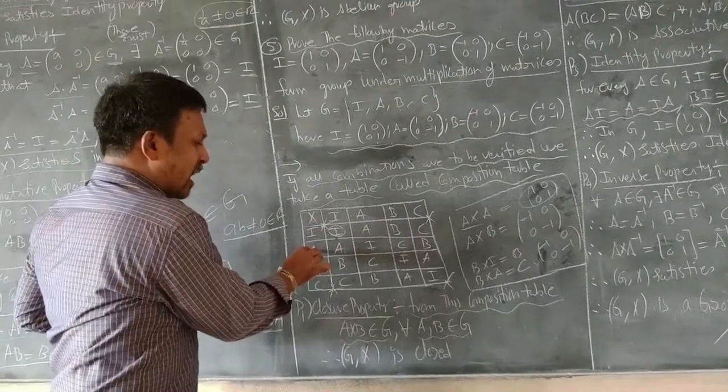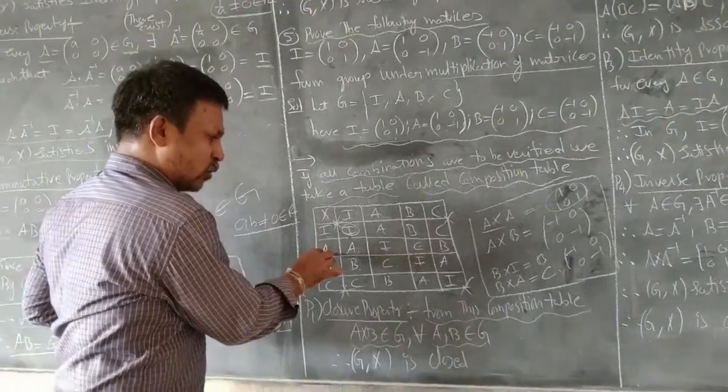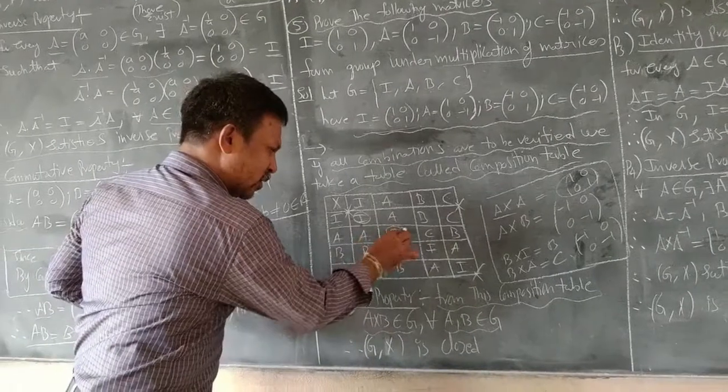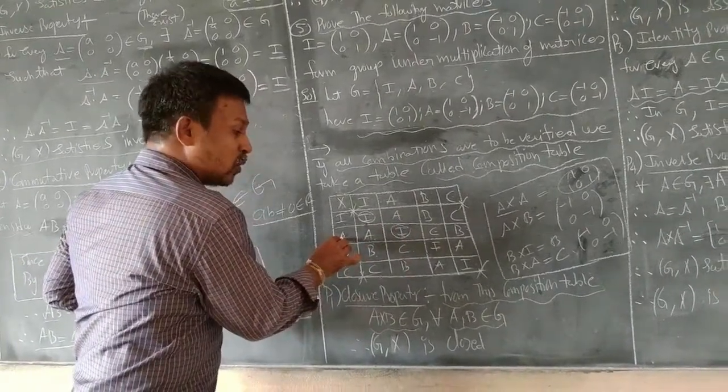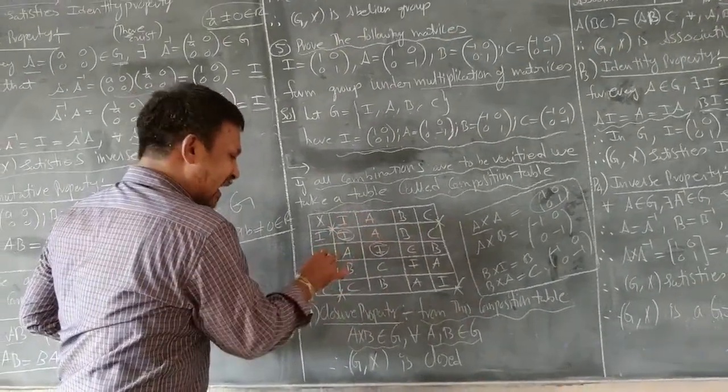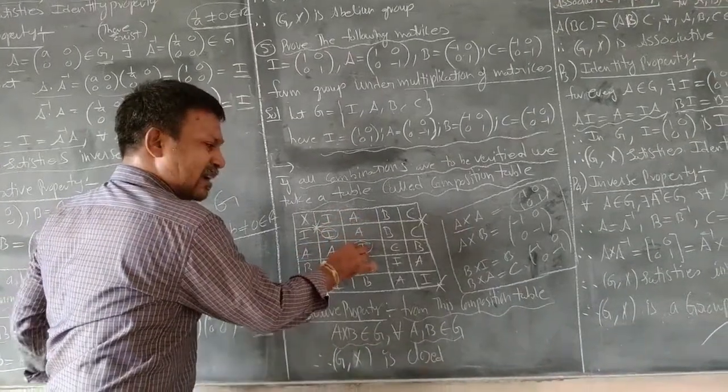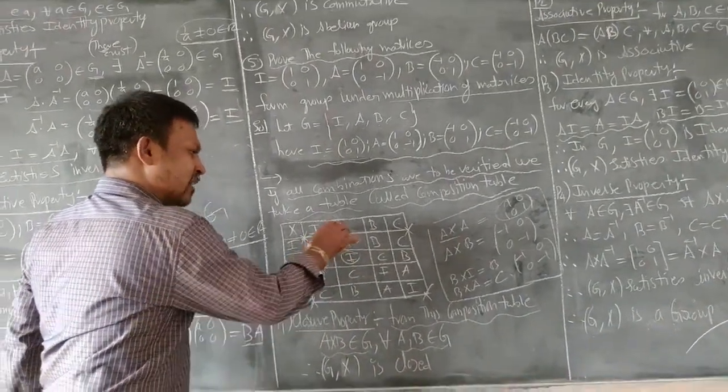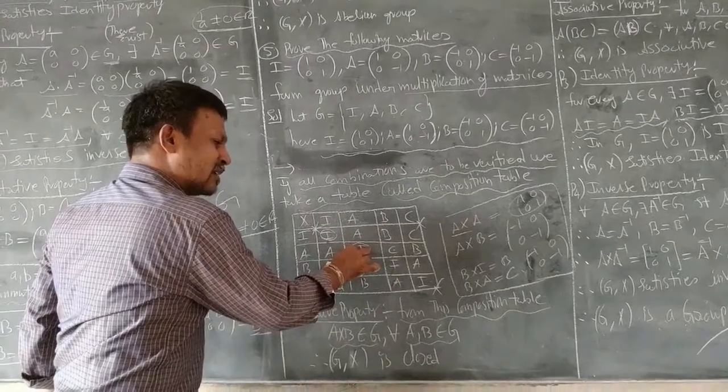Next, I am going to the next row, that is A row. Here I is present. So we have to see with which matrix A is to be multiplied so that the resultant matrix is I. A is multiplied with A, therefore the resultant matrix is I.